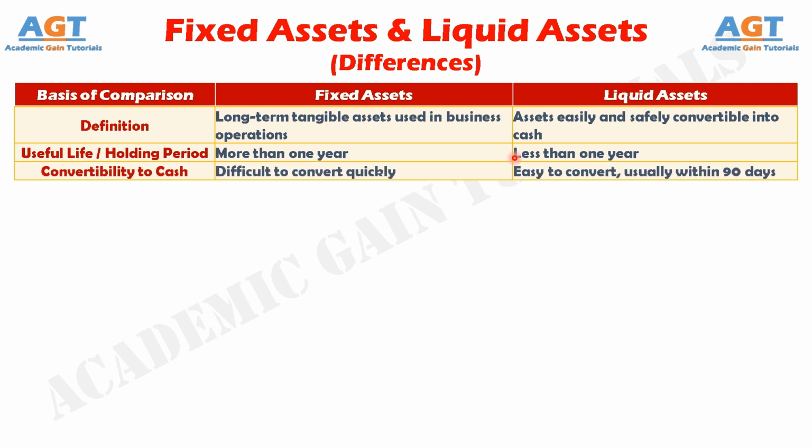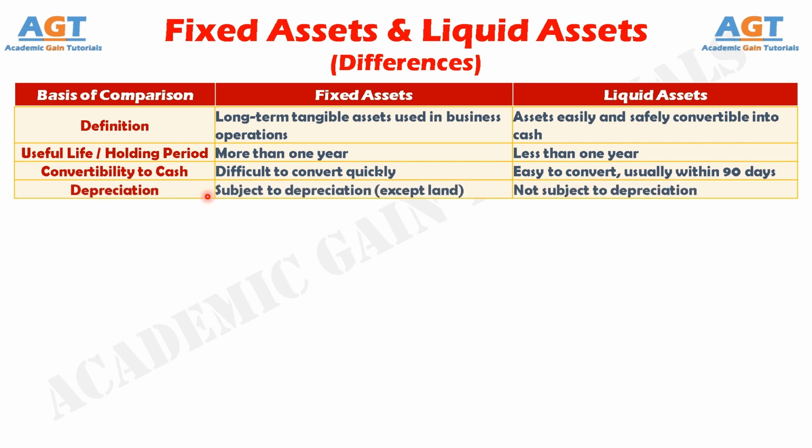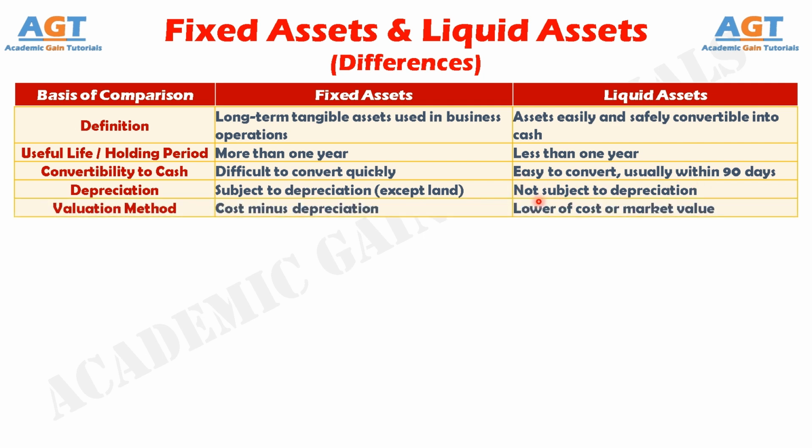Number 3. Fixed assets are difficult to convert into cash quickly, whereas liquid assets can be converted into cash easily, often within 90 days. Number 4. Fixed assets are subject to depreciation, whereas liquid assets are not subject to depreciation. Number 5. Fixed assets are valued at cost minus depreciation, whereas liquid assets are valued at the lower of cost or market value.